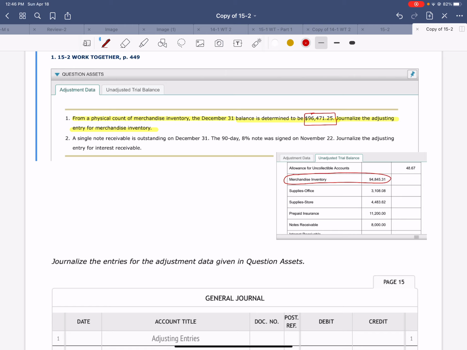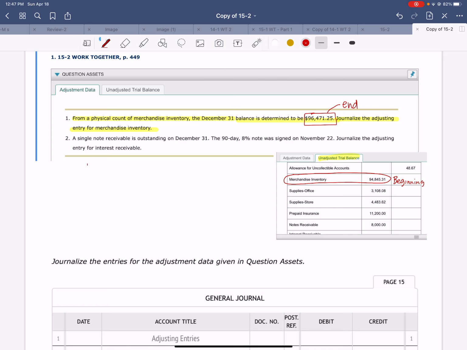If you click on that tab, right there, you'll see our merchandise inventory at the beginning of the fiscal period was right here. This is the amount at the end of the fiscal period. So now you're going to figure out the difference between those two numbers. If you look at the beginning of the inventory versus the end, you can see that the inventory has gone up. So we're going to increase our merchandise inventory by the difference. Remember, merchandise inventory is an asset, so to increase an asset, we have to debit it. But first of all, we need to figure out the difference.